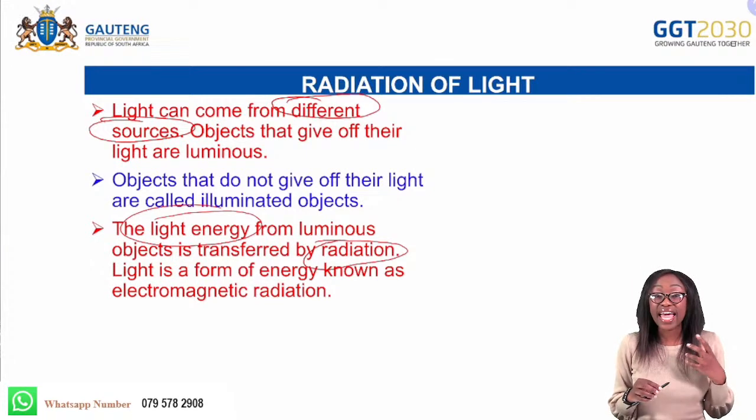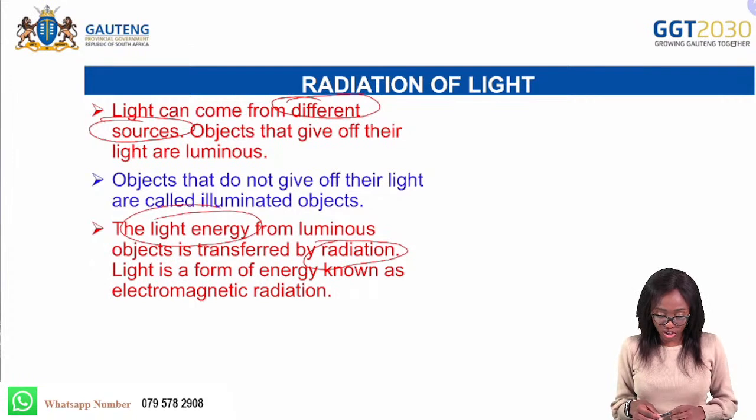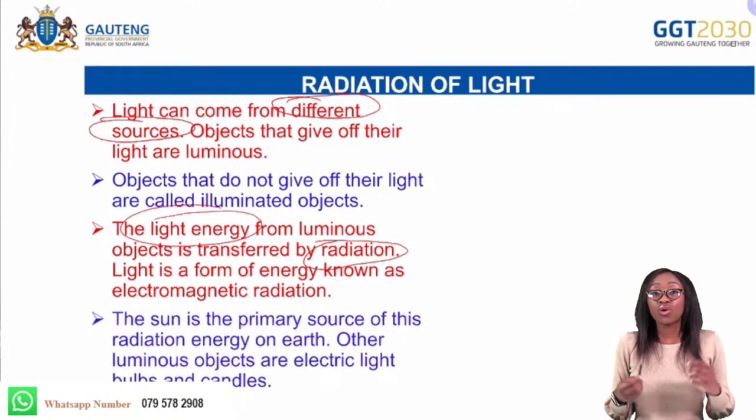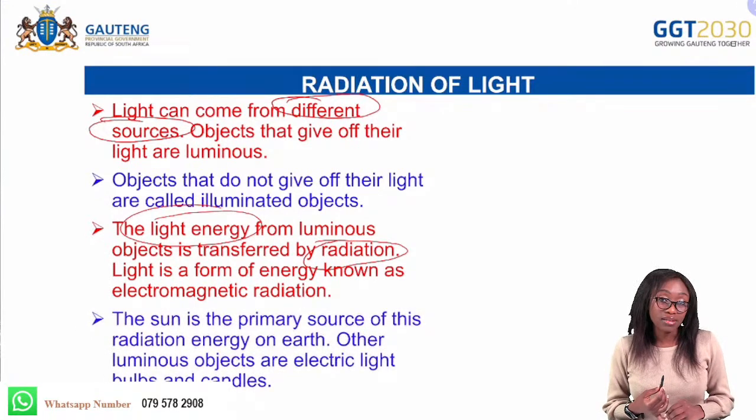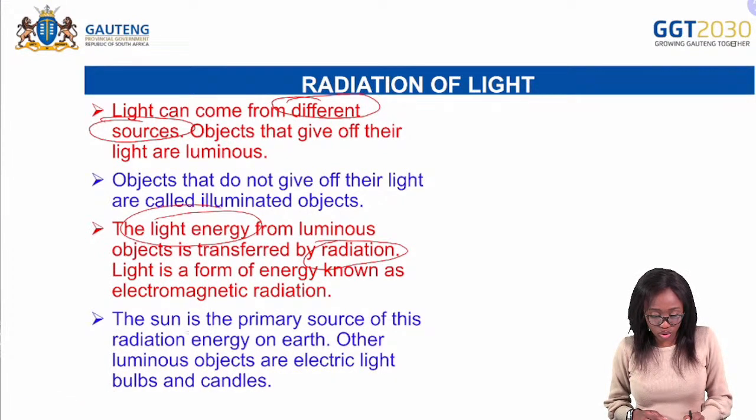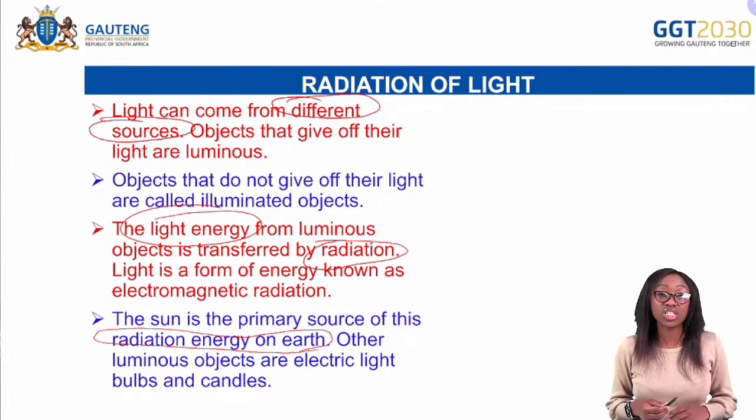So light is actually a form of energy known as electromagnetic radiation. We all know that the sun is the primary source. It is the primary source of radiation, this electromagnetic radiation.